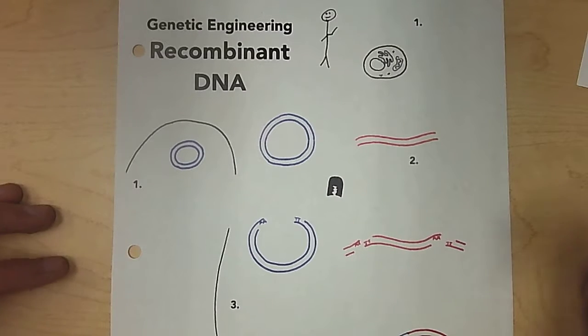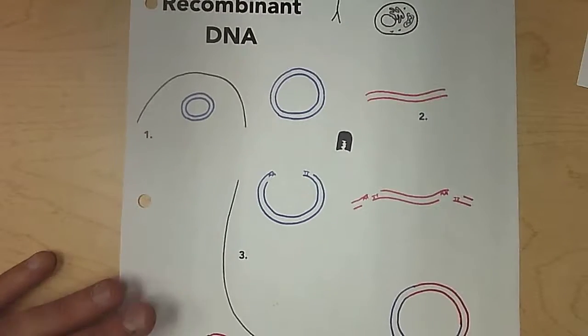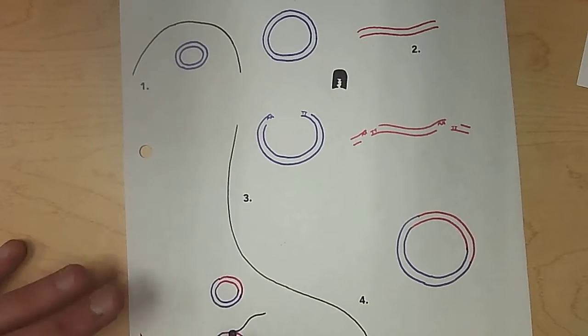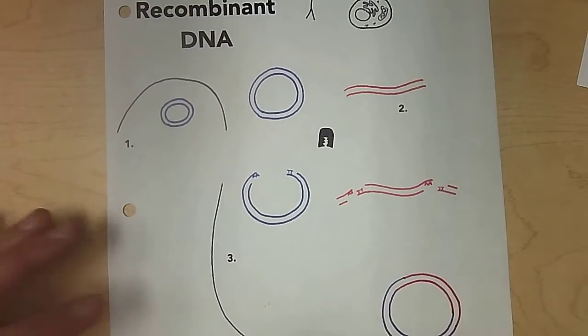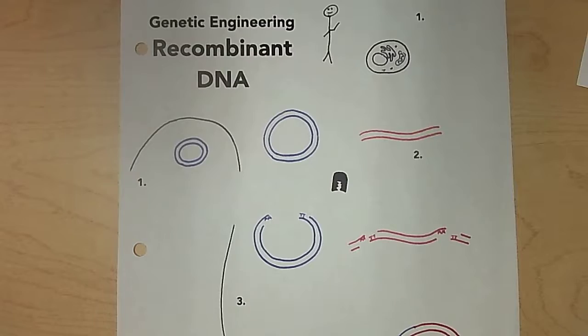So why would we do this? Well, let's say that we are trying to treat someone with type 1 diabetes. They're not producing the protein insulin. We could have bacteria make that insulin protein for us. But first we need to make sure that we insert that insulin gene into the bacteria. So this is how the process is going to go down.